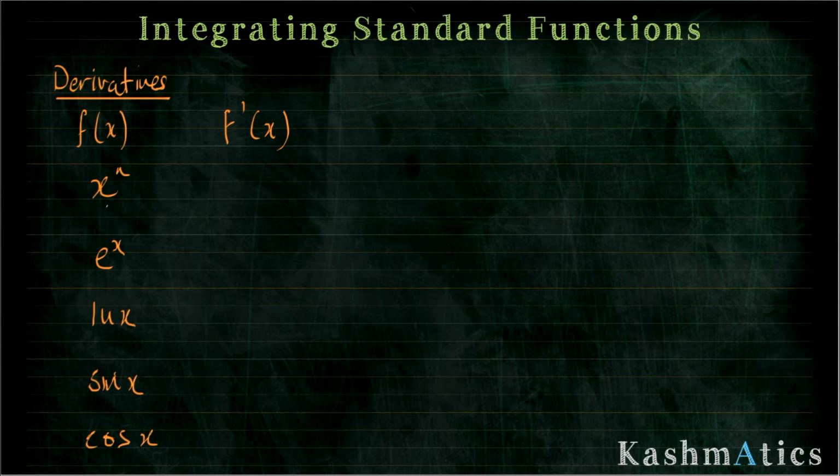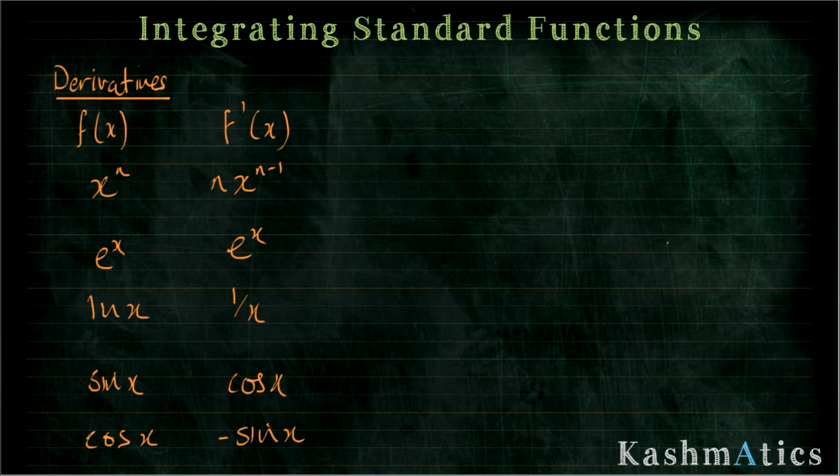So the derivative of x to the power n, you multiply by the power, so that's n, and then take 1 off the power, so x to the n minus 1. The derivative of e to the x is just e to the x. The derivative of the natural log of x, that doesn't quite look like the natural log of x, let's just change that. So ln of x is equal to 1 over x. Sine x becomes cos x, and cos x becomes minus sine x.